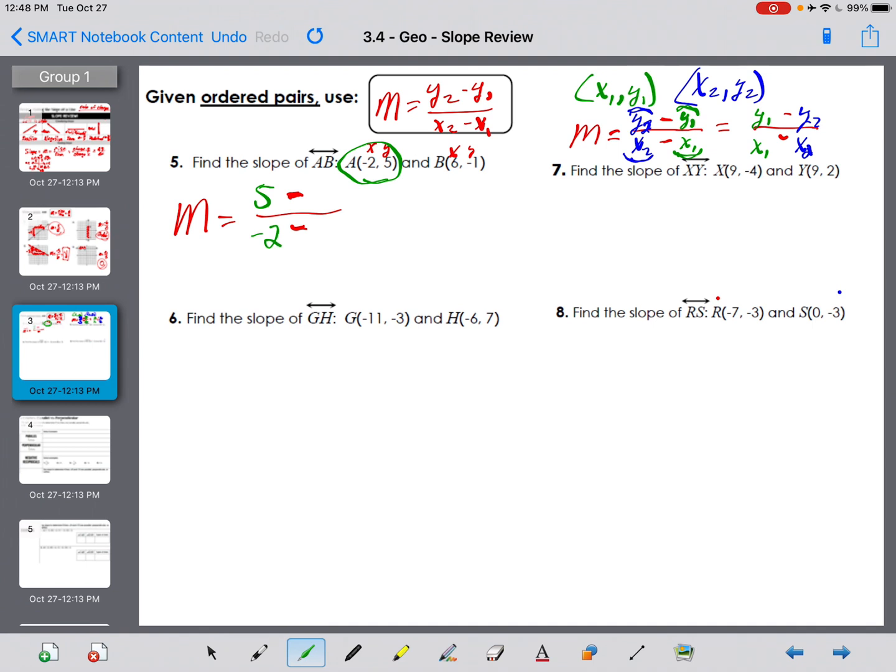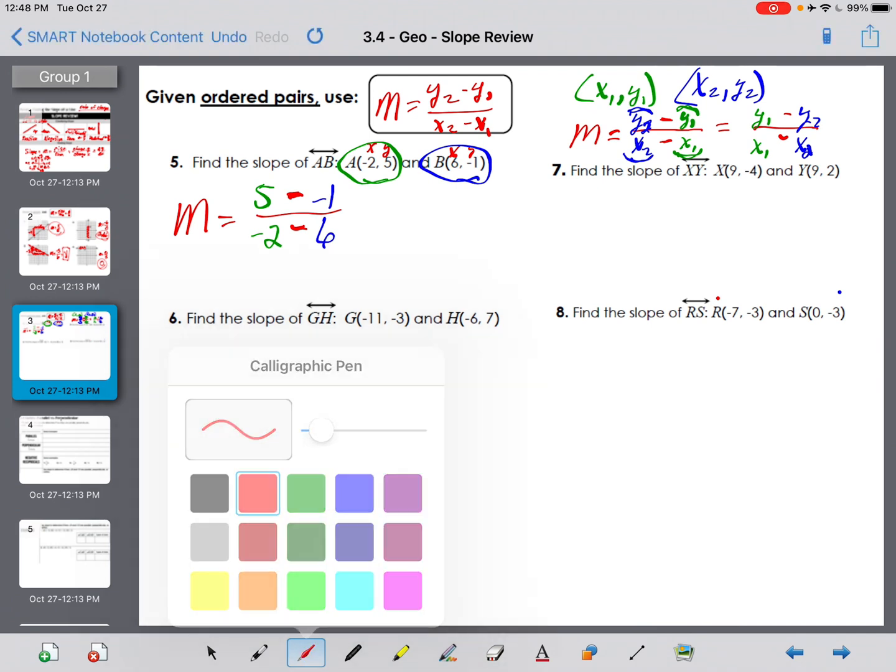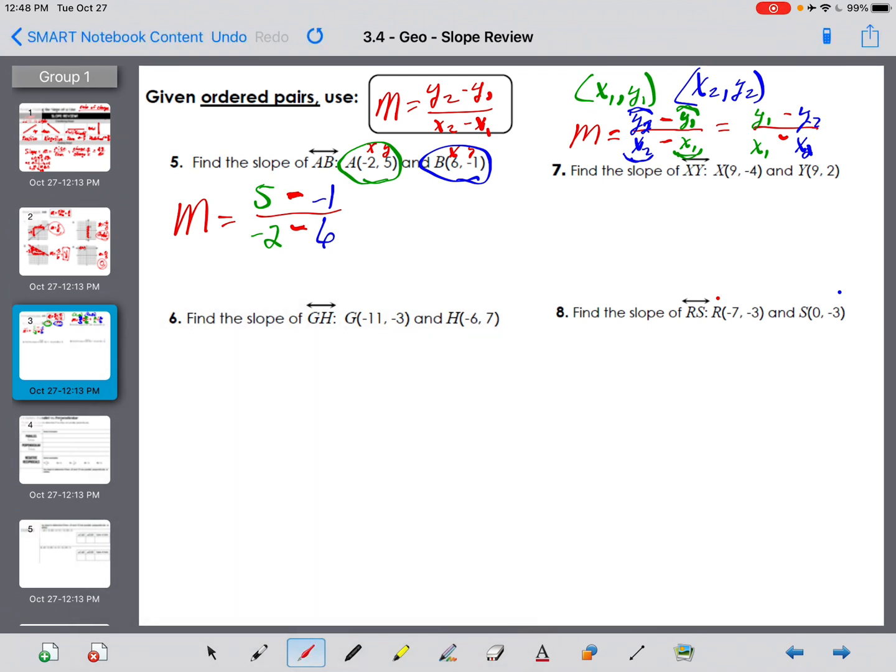Let's put in point A first. The y goes on top, the x goes on bottom. And then let's do point B. The y goes on top, the x goes on bottom. If you do that every time, you will not mess this up. And it doesn't matter which point goes in front or goes in back. 5 minus negative 1 goes plus plus, makes a 6. 2 minus 6 gets more negative, that's negative 8. 2 goes into both of those, it goes 3 times and 4 times, and it's negative 3/4 is my slope.